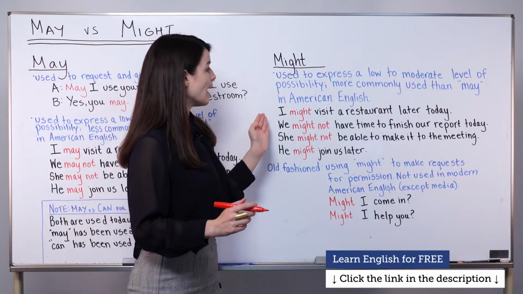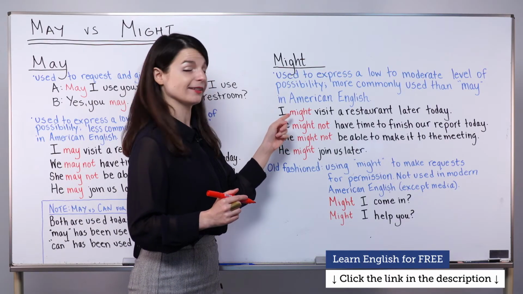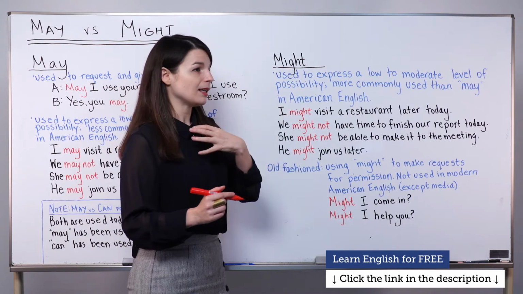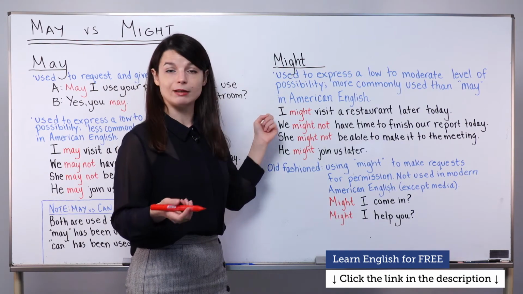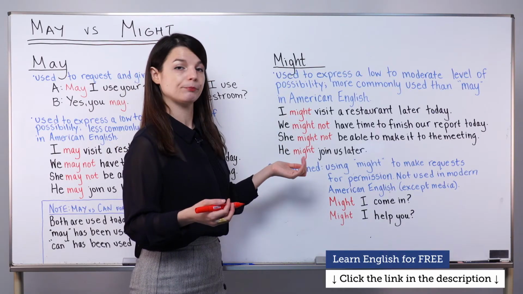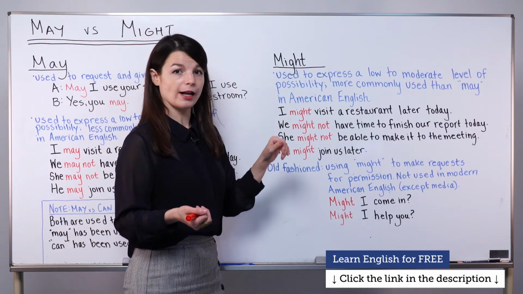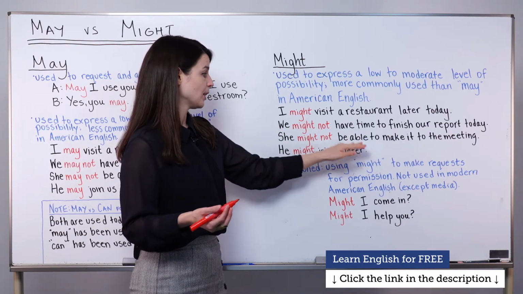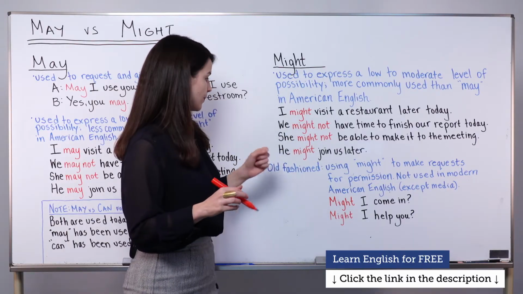For example, I might visit a restaurant later today. I might here, so a positive sentence. And to me, an American English speaker, this sounds much more friendly, much more commonly used. I might visit a restaurant later today. A negative: we might not have time to finish our report today. We might not have time. So again, there's a chance we won't have time to do this.